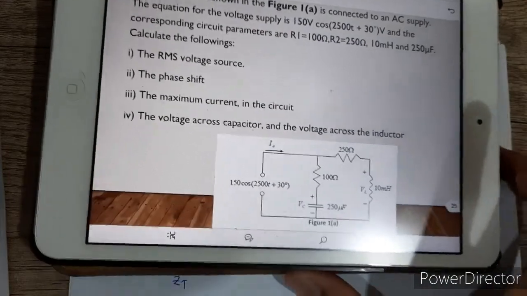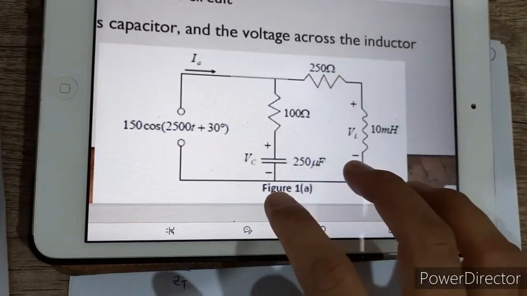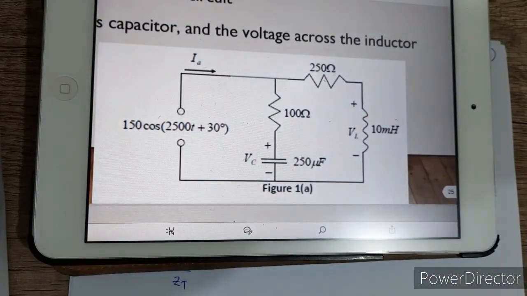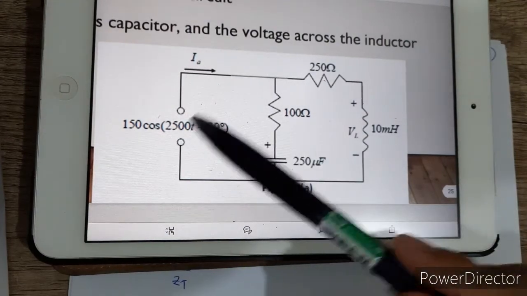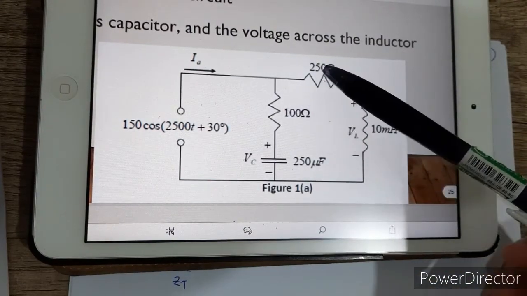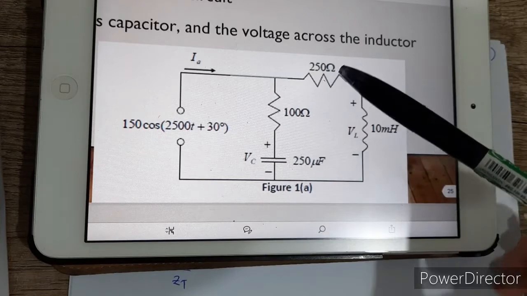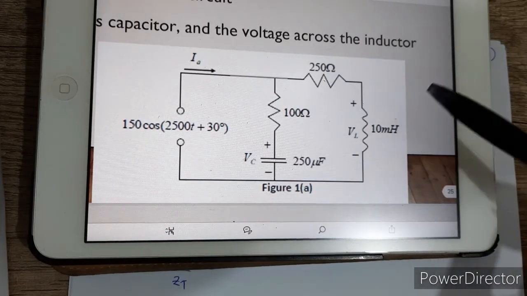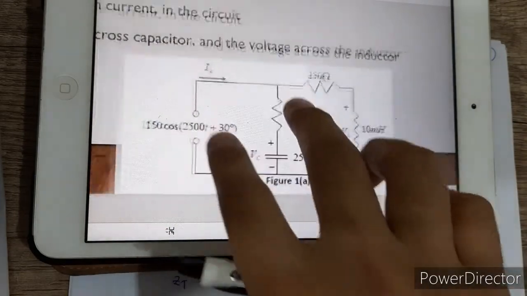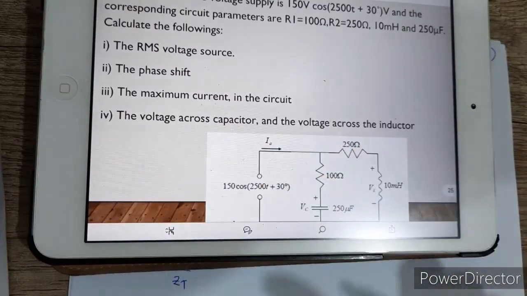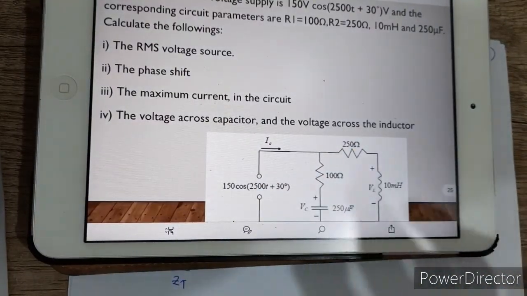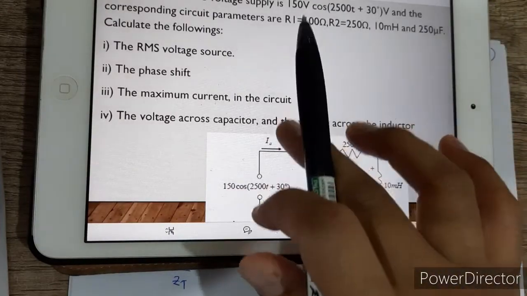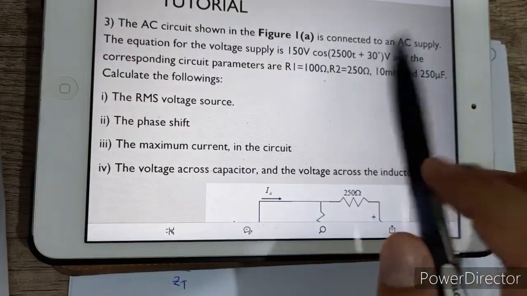Right, so firstly let's look at the circuit. So we have voltage source, resistor R1, C capacitor, 250 ohm for R2, and then we have inductor. So to answer question number 1, the RMS voltage, firstly we have to look at the voltage source given.